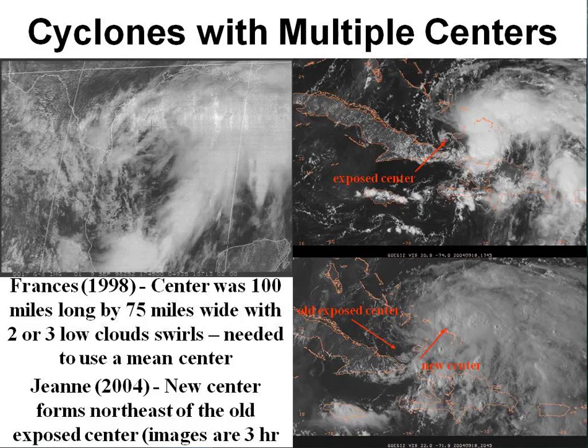Here are two examples that have multiple centers that can be identified in the visible images. Frances and Jeanne. If a dominant center cannot be identified, it is useful to use a mean center position as a cyclone center. An average position of various centers may be used as the tropical cyclone center. This will approximate a broad center about which the multiple centers are moving.